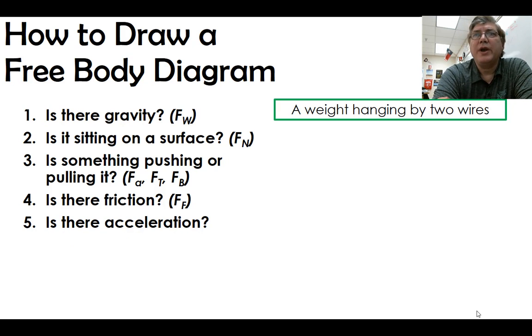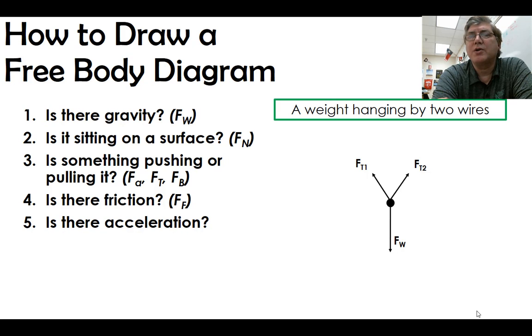Lastly, let's look at a weight hanging by 2 wires. We start with our weight, and yes, there is gravity, so there's an arrow pointing down. Number 2, is it sitting on a surface? The answer is no, it's not. So no normal force. How about something pushing or pulling on it? Well, it did say there were 2 wires, so we have a tension force from wire 1 and a tension force from wire 2. Oh, is there friction? Forgot about that. It's just hanging, so we're going to assume no friction. Is there acceleration? It just says it's hanging, so again, not moving.